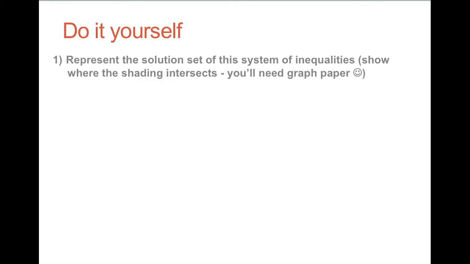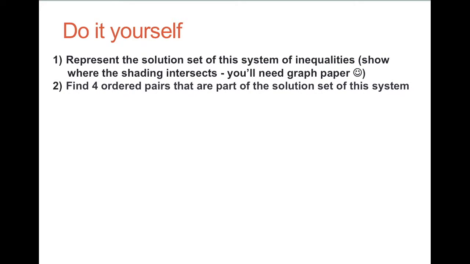Do it yourself. Represent the solution set of the system of inequalities that I'm about to give you. So show me where the shading intersects. You're going to need some graph paper for this. After you do that, find 4 ordered pairs that are part of a solution set of this system. Your first inequality is y is greater than -3x plus 4, and y is less than or equal to 1/2 x plus 5/2.